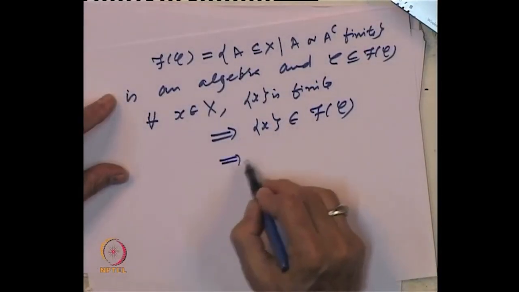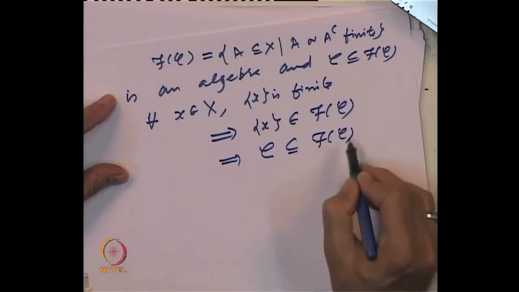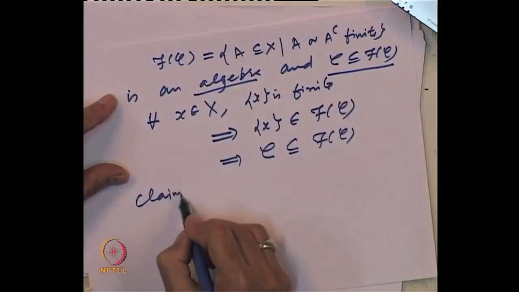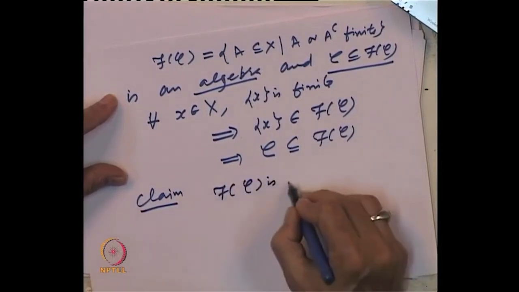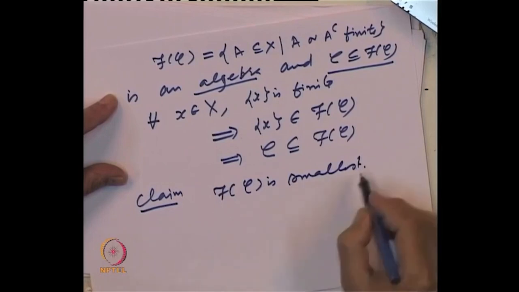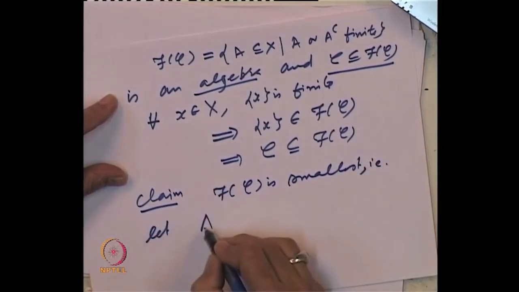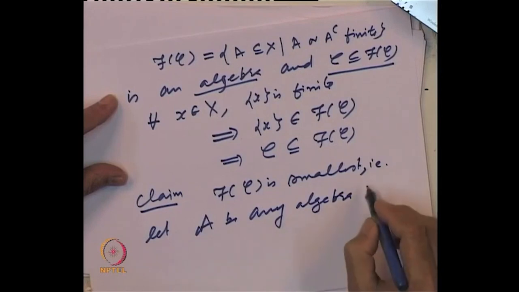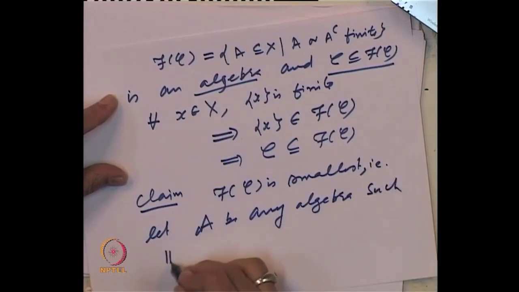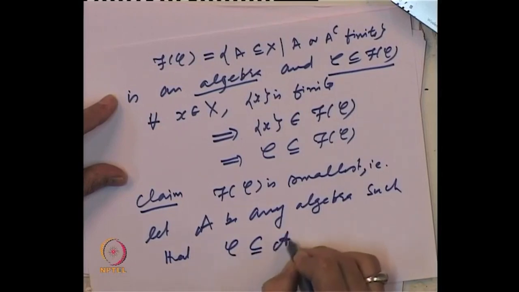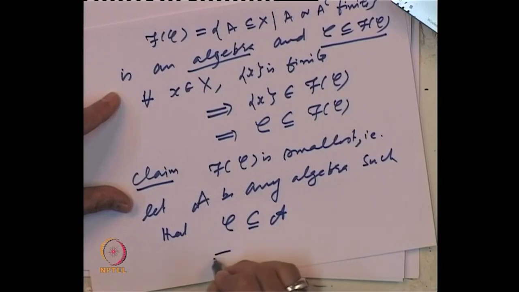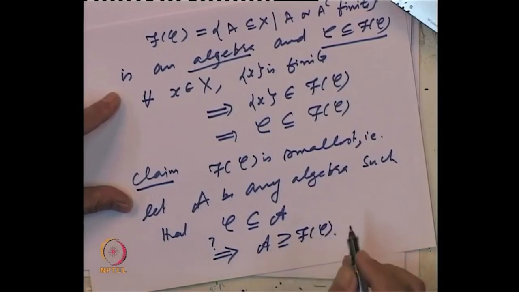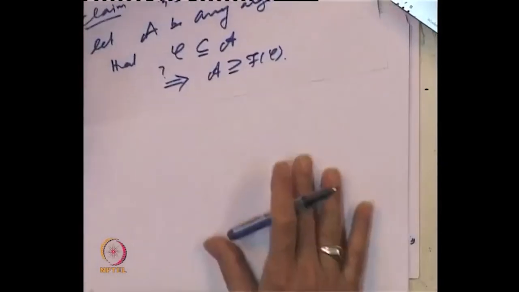Okay? So, implying that C is a subset of F of C. Thus F of C is an algebra and includes C. Claim finally that F of C is the smallest. That is, let A be any algebra such that C is inside A. Then that should imply, so that is the question, that A includes F of C. So, let us show how that is true.